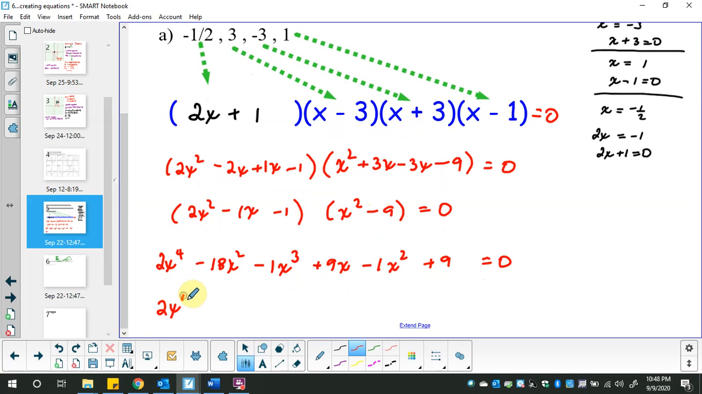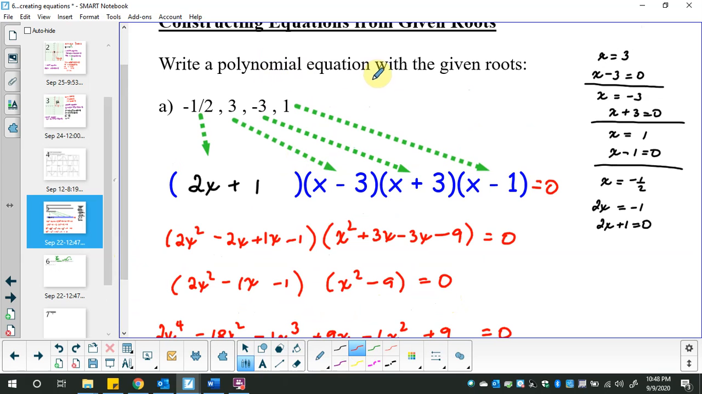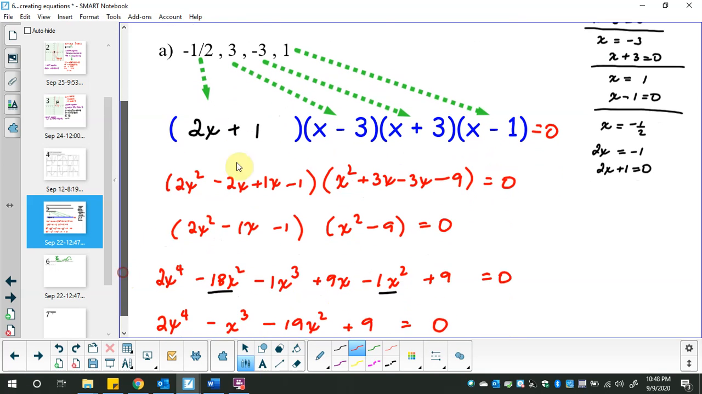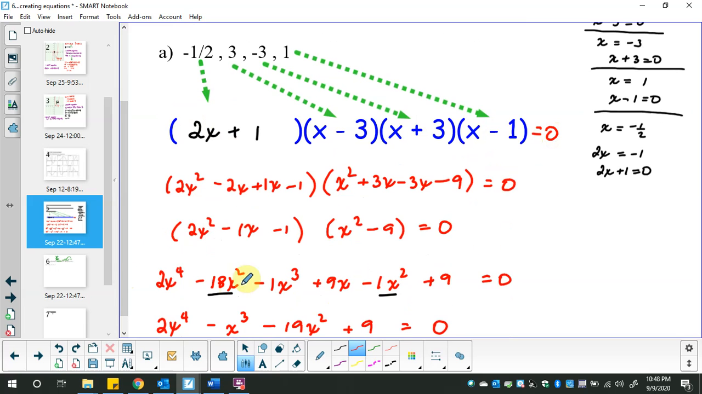So I've got 2x to the 4th, no other x to the fourths, minus 1x to the 3, no other x to the 3's. There's my x squareds. That's negative 19 of them. Plus 9, because I've got no other numbers, equals 0 to make me a polynomial equation. Now, as I said off the top, this is factored form, this is standard form. If you are not specified, would you not just leave it? And the answer is, of course, because we're all intrinsically lazy.